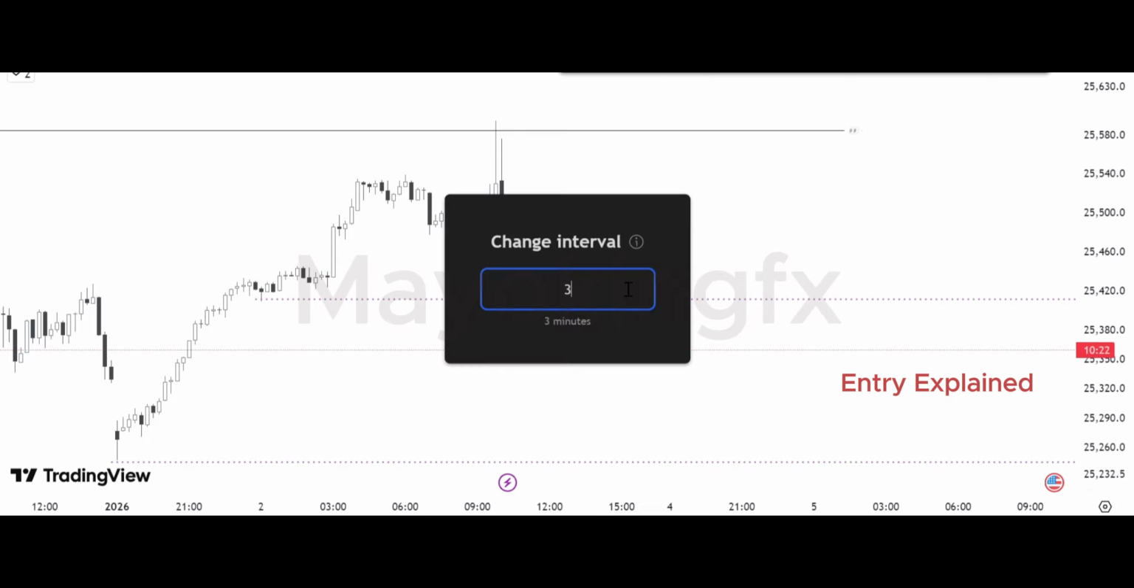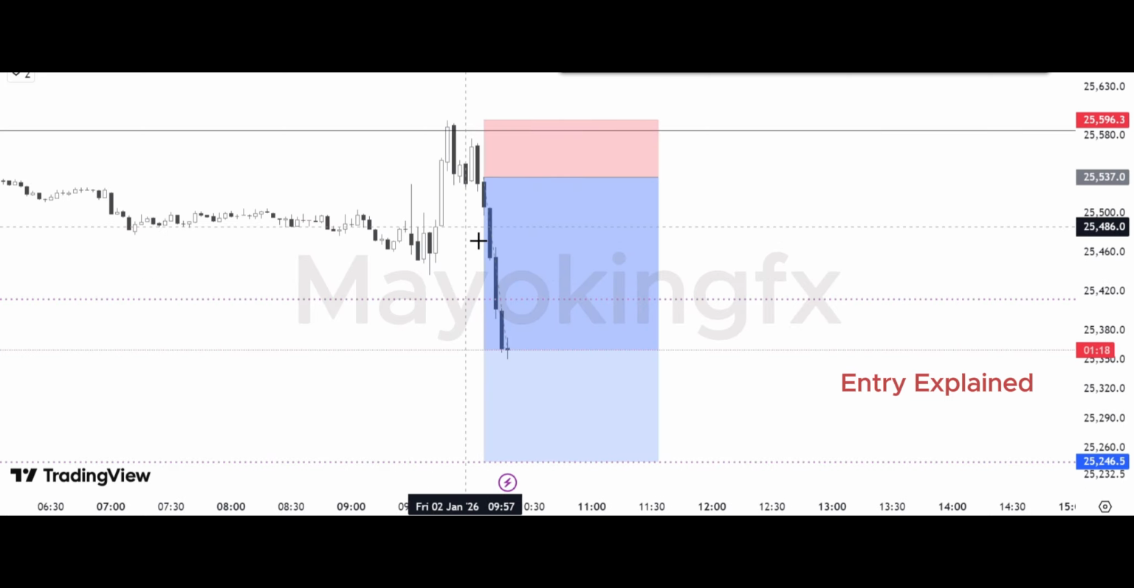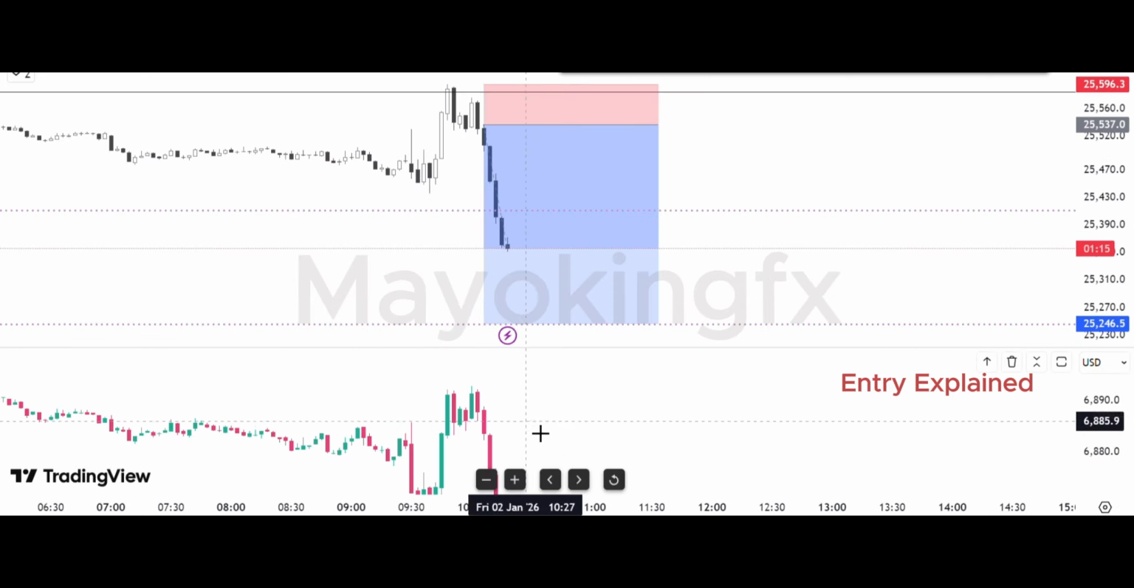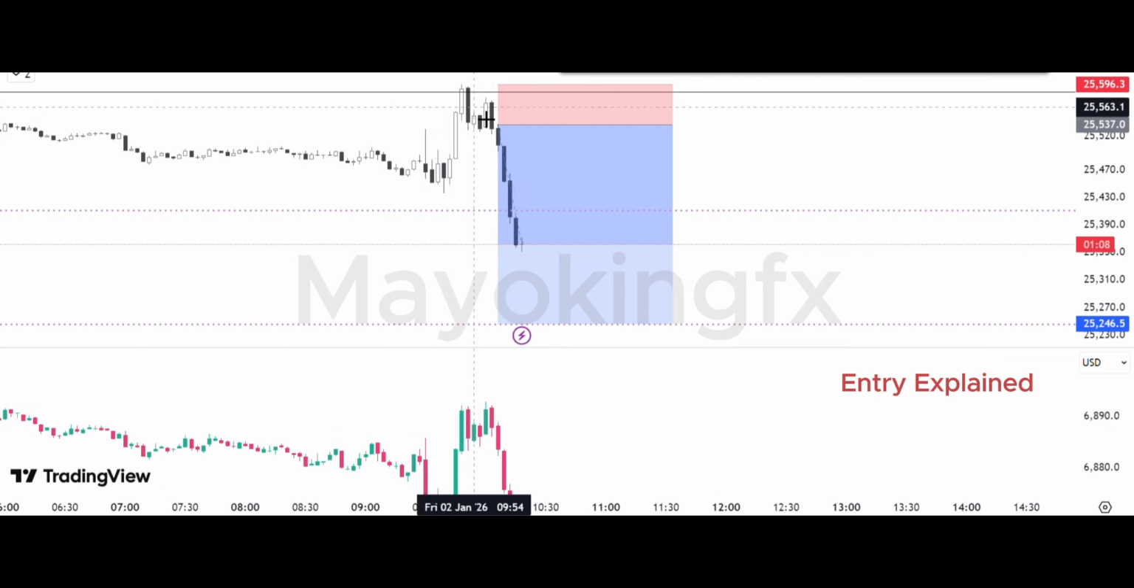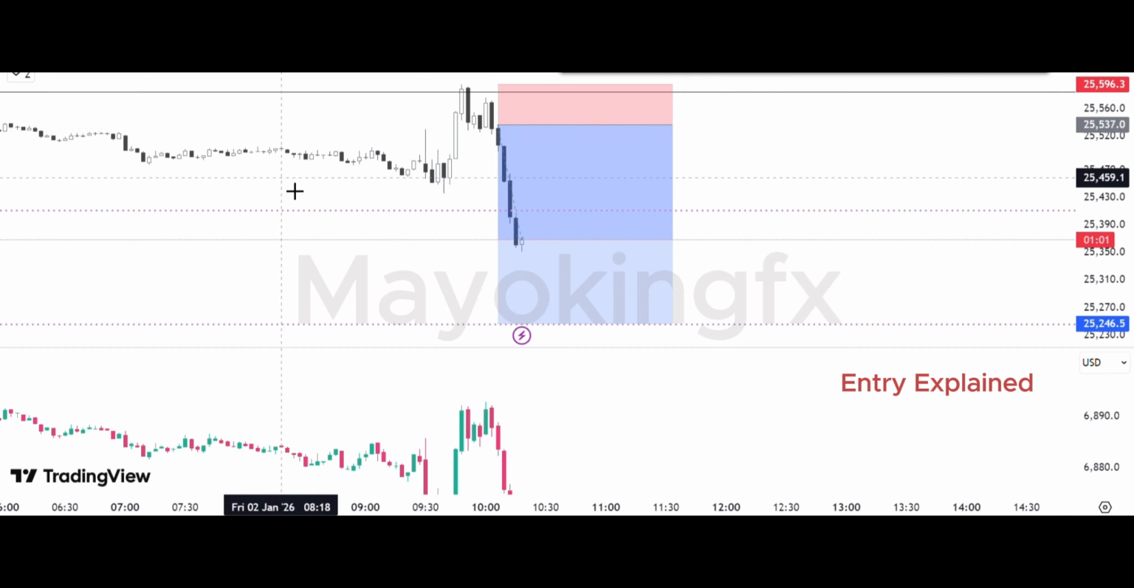So here's my first setup for the new year. This is why I took the trade. We had an SMC just above here. You see, we took the high on ES and on NQ. We are unable to take the high. Immediately we closed below this level, which I see as a breaker block.